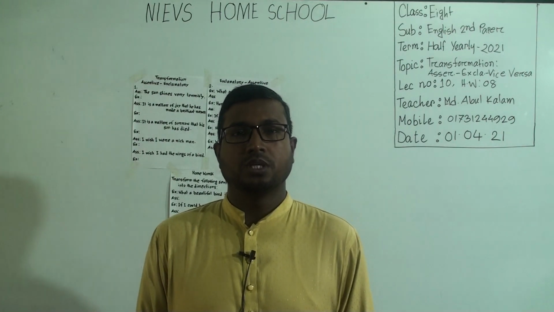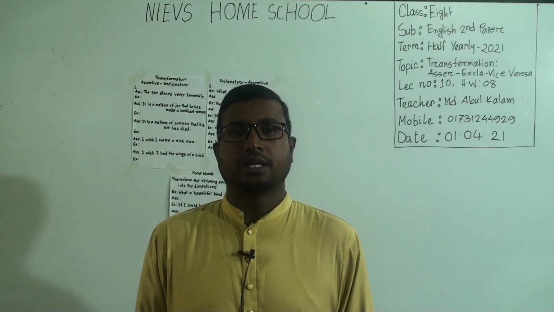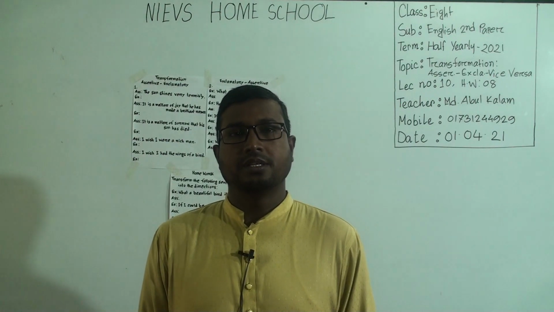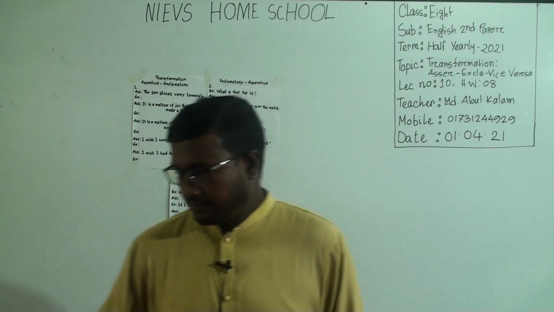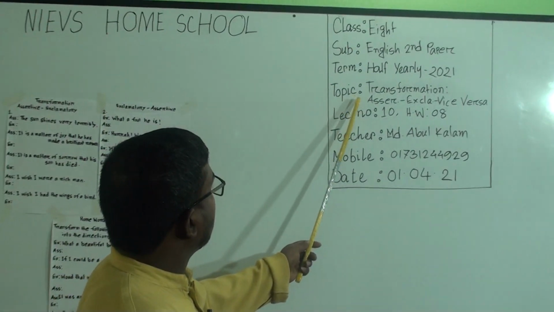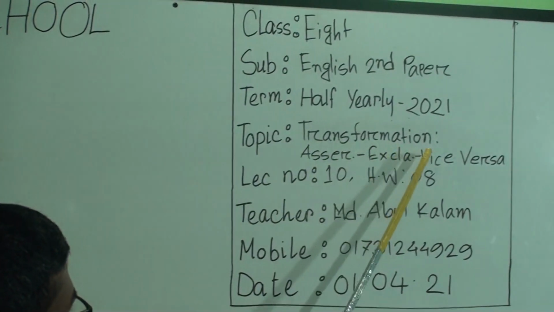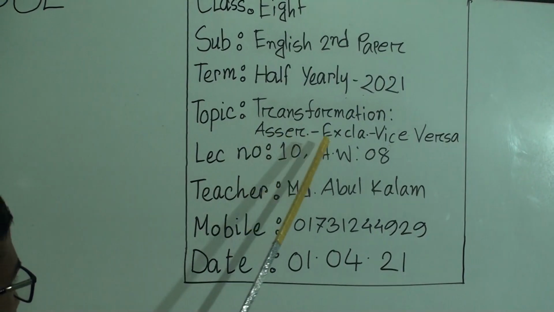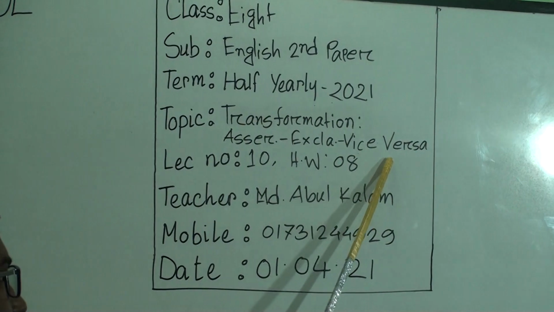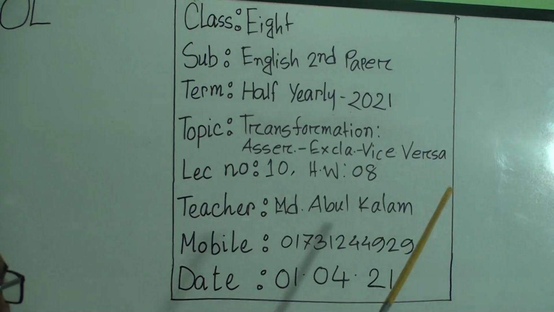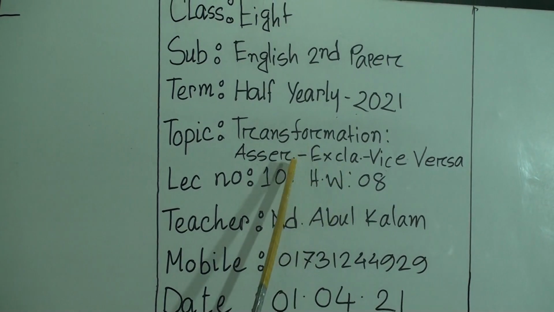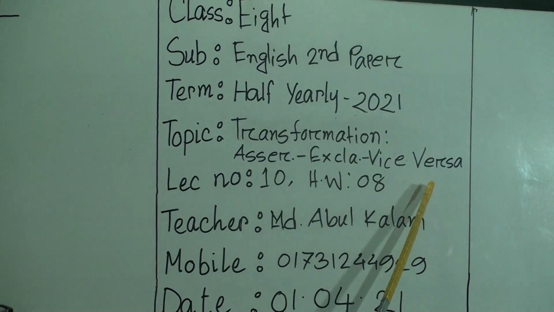Dear learners, today I am going to conduct an English second paper class for the students of class 8. Let's see our today's topic. Dear learners, look here, this is transformation, assertive to exclamatory and exclamatory to assertive. I have written here vice versa. I am telling again the topic: transformation, assertive to exclamatory and exclamatory to assertive. That is called vice versa.